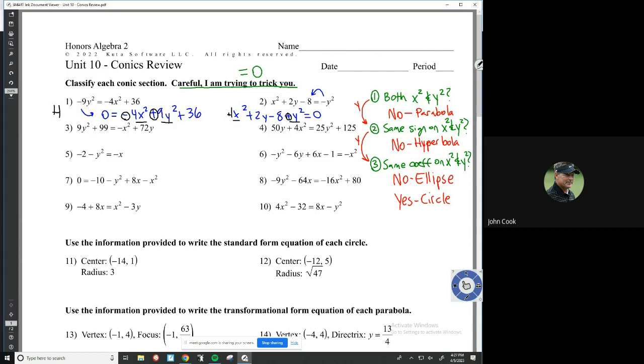Both have a positive 1 in front of them. So since I answered yes to all 3 questions, that makes this shape a circle. So I can say circle for that one.